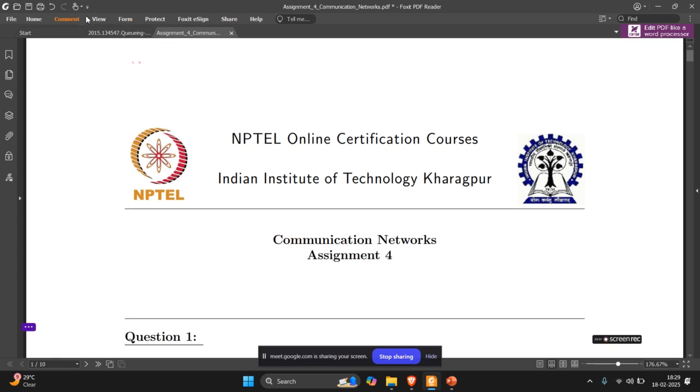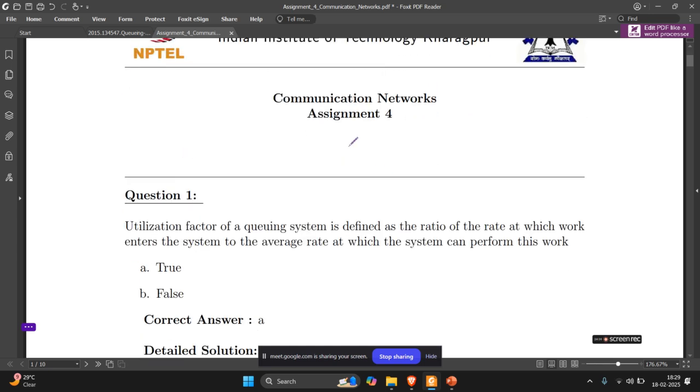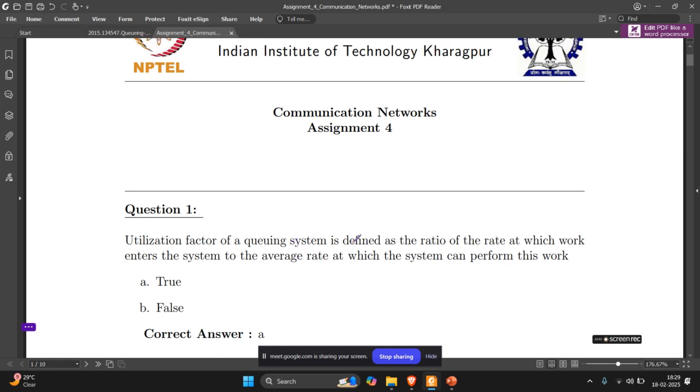So the first question is that the utilization factor of a queuing system is defined as the ratio of the rate at which work enters the system to the average rate at which the system can perform this work. So utilization factor here is defined as the ratio of the rate at which work enters the system to the average rate at which the system can perform this work.